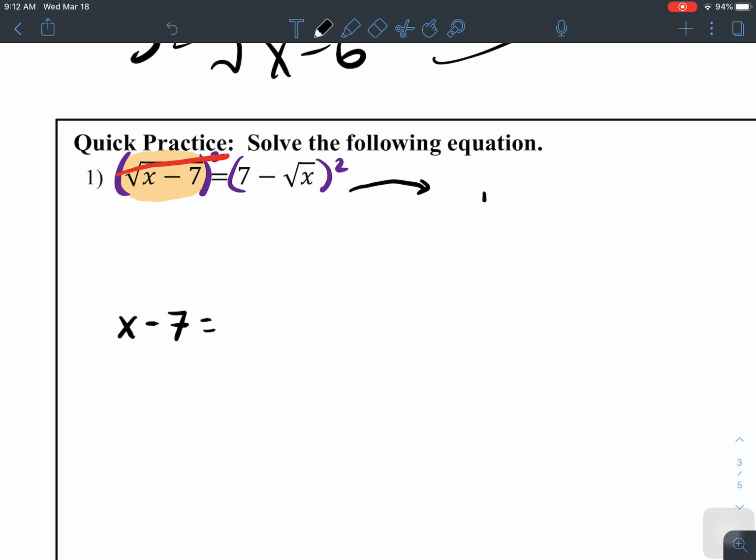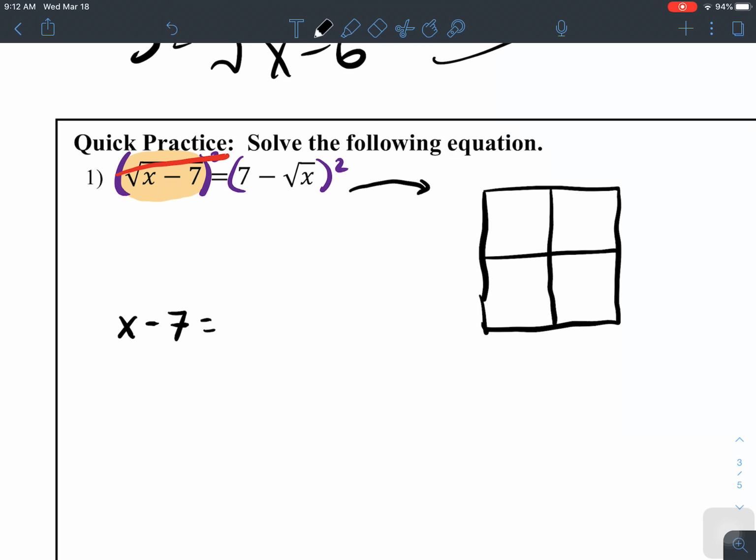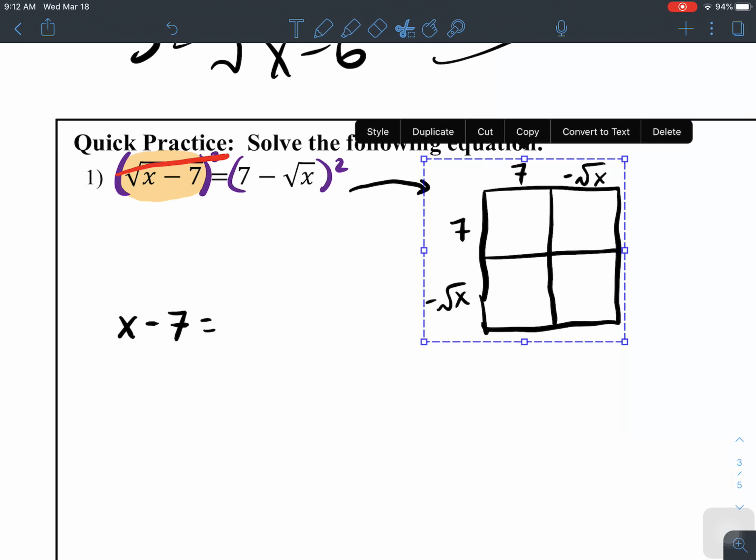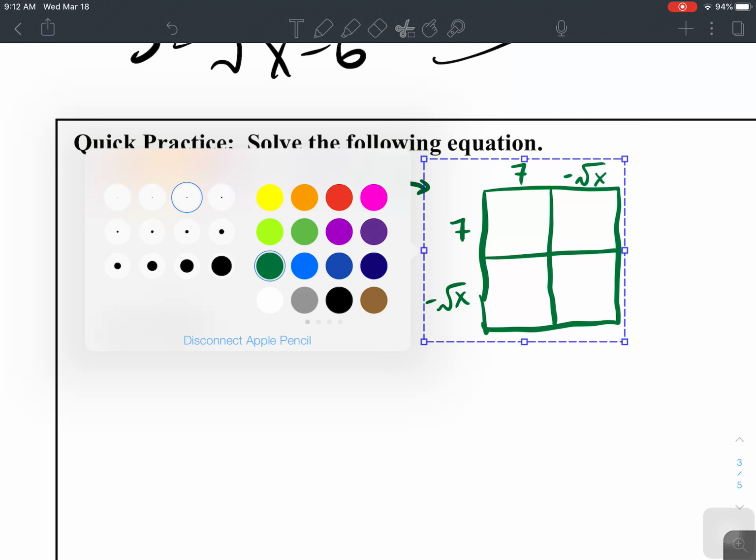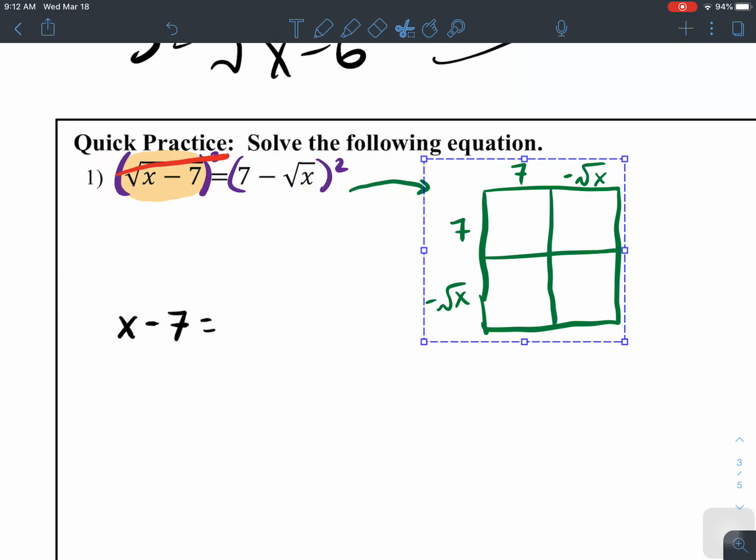However, what does it mean to square something? Well, let's draw a square. And let's label the square with our dimensions. It's going to be 7 minus square root of x and 7 minus square root of x. And again, let's do the same thing. So the coloring matches. We'll color this into the green. And let's just see what happens. 7 times 7 is 49.